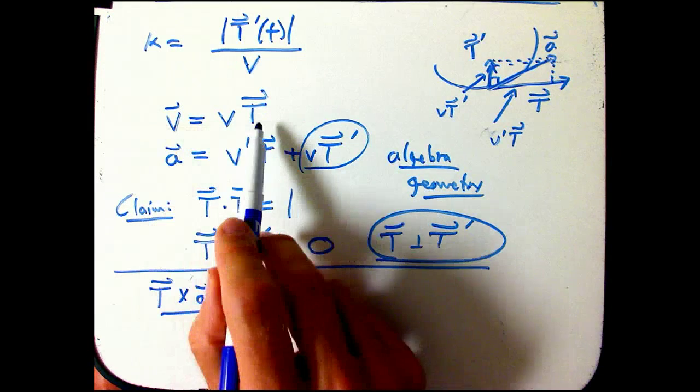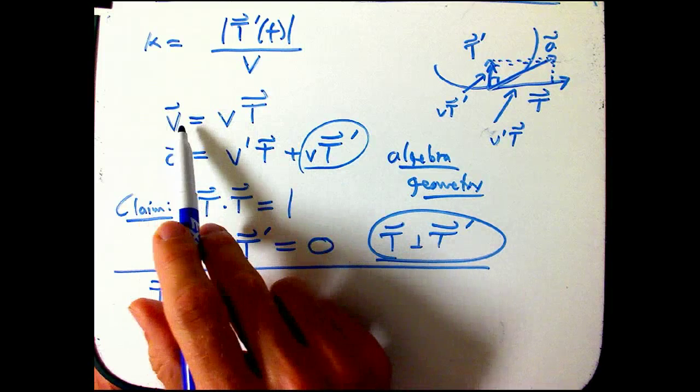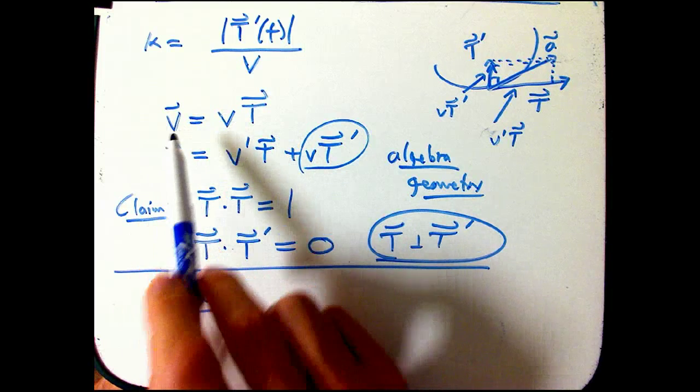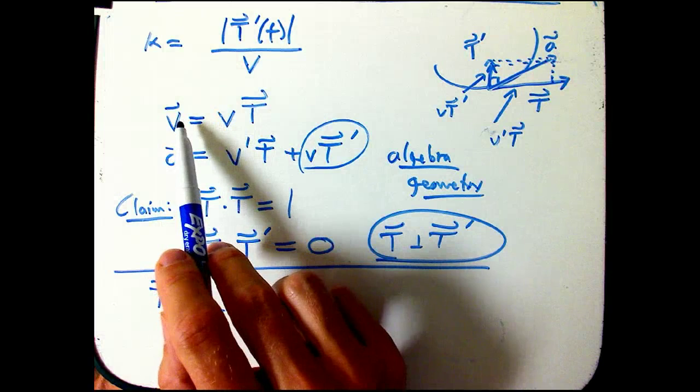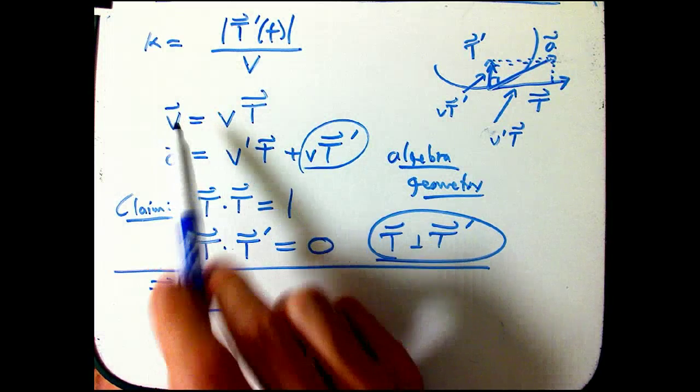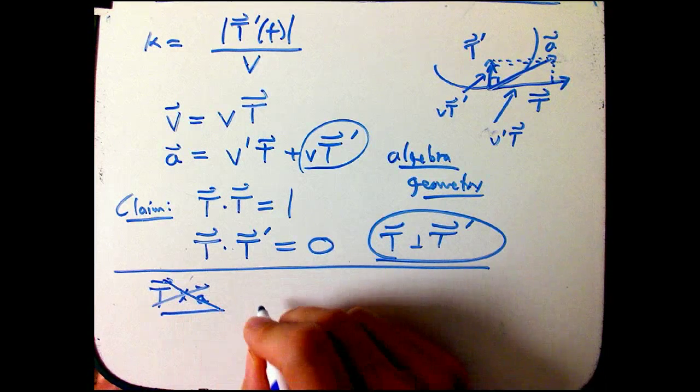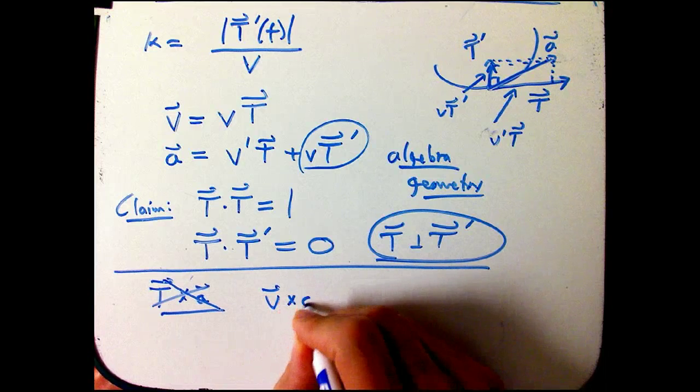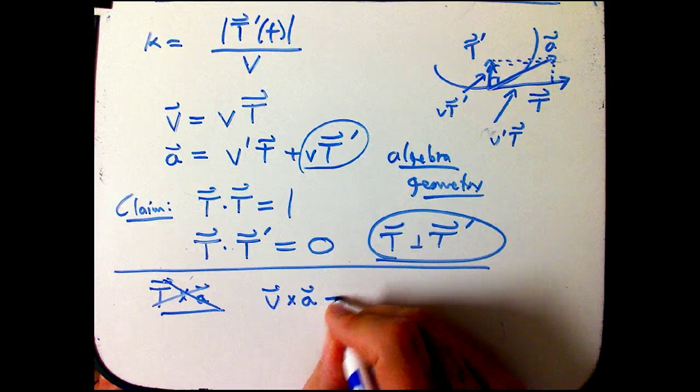They're parallel to each other, and so it's going to be better to cross with v, because we really want to get a formula that just involves derivatives of the original position function r. R prime, r double prime, that's it. Okay, so we're not going to quite do that. We're going to take v cross a. Okay, so what is that?